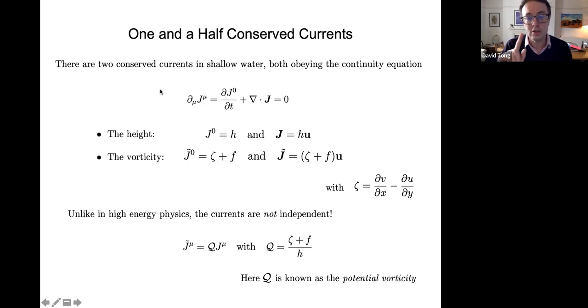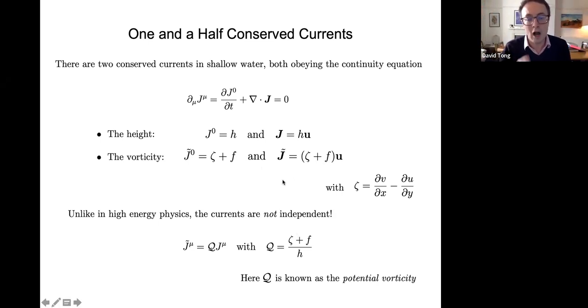So there are two conserved currents in the shallow water equations, both of which obey the continuity equation. One of them is the height, which has charge height and current height times velocity. And the other one is the vorticity, which has this shift by the Coriolis force. So the vorticity is the charge and the current is vorticity times velocity. If you're in fluid mechanics, the conserved objects are always of this form. It's always some charge, and then the current is charge times velocity.